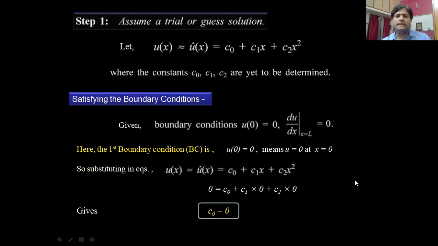Following the steps as stated previously, in step 1 we assume a trial or guess solution in the form of a polynomial. We take u(x) = c0 + c1x + c2x², where we have to determine the constants c0, c1 and c2. To determine the constants, we have to satisfy the boundary conditions. We take the first boundary condition, u = 0 at x = 0. By putting this into the equation, we get the value of the first constant, c0, as 0.